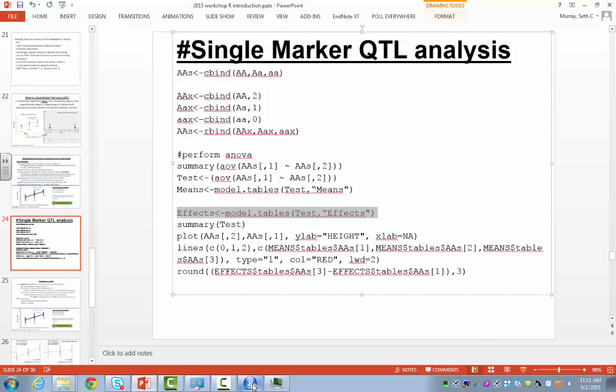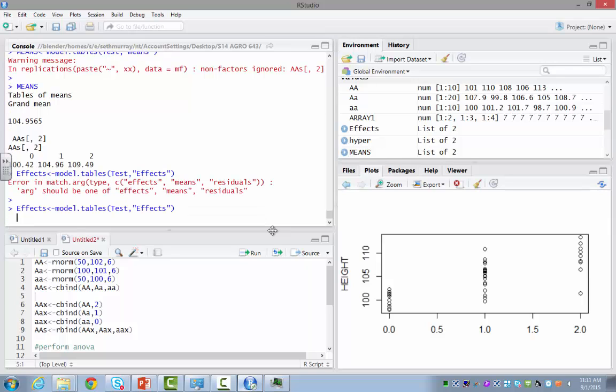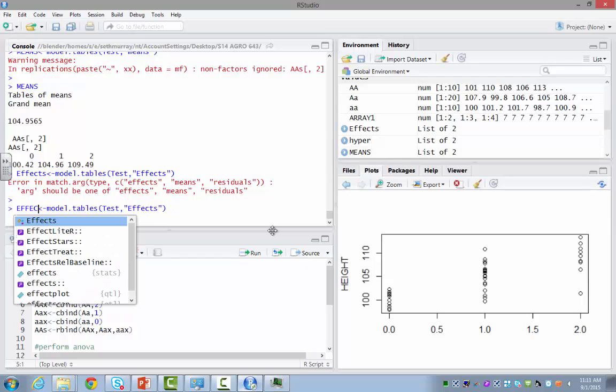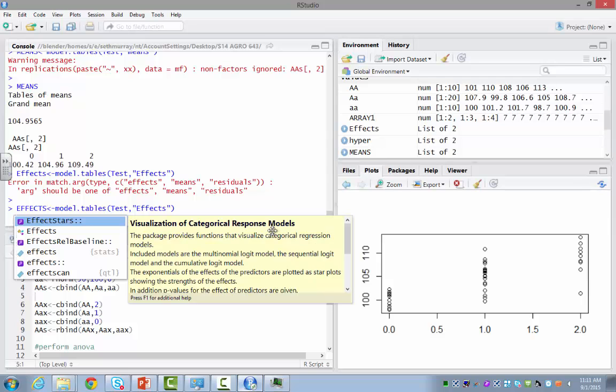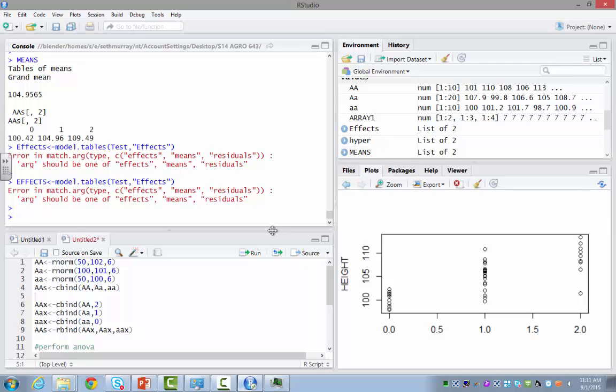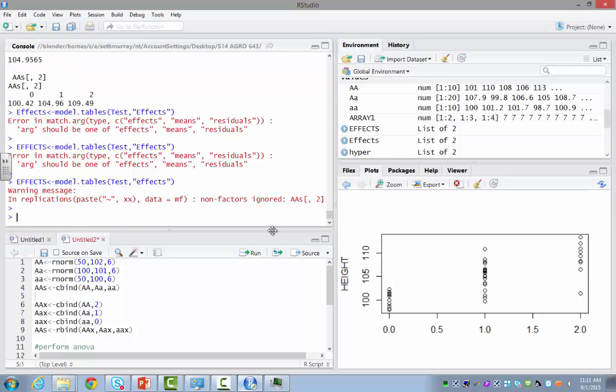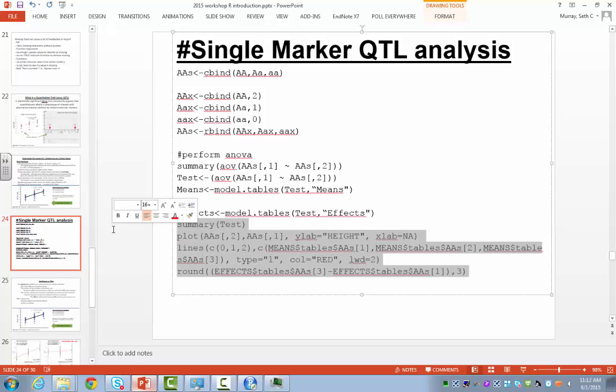So for effects, I need to get rid of that. Lowercase e, yep. There we go. Thank you. So now when I do this.